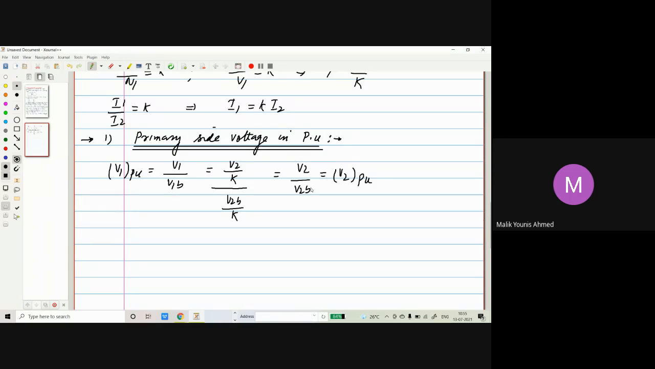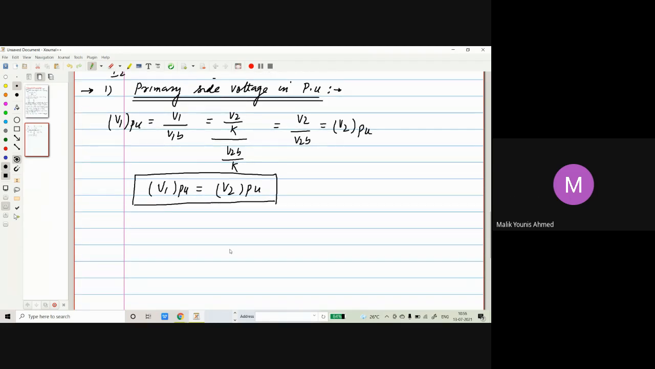That was the first thing we were discussing last time, also saying that per unit values of the impedance, current, and power in the transformer will remain the same. So we can write here the first relationship: V1 in per unit will be equal to V2 in per unit. Very important expression, this one. That means whatever voltage exists on the primary side in per unit, the same will be on the secondary side also.